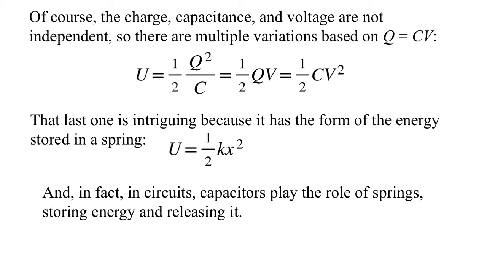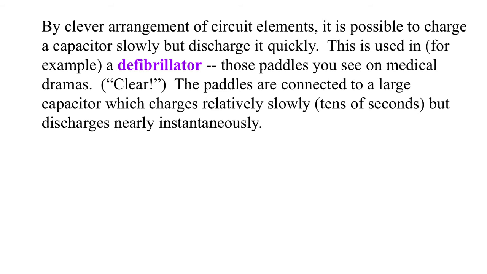This last one, that U is 1/2 CV squared, is sort of interesting because it has the form of the energy stored in a spring, 1/2 kx squared. And in fact, we'll see later in circuits that capacitors often play the role of springs, storing energy and then releasing it in oscillatory fashion. By clever arrangement of circuit elements, it is possible to charge a capacitor slowly but discharge it quickly. We'll talk about charging and discharging capacitors later, but we really need to have the ability to talk about currents in circuits before we can do that.